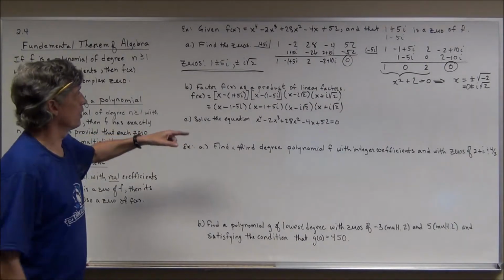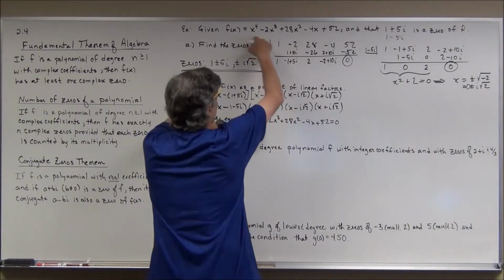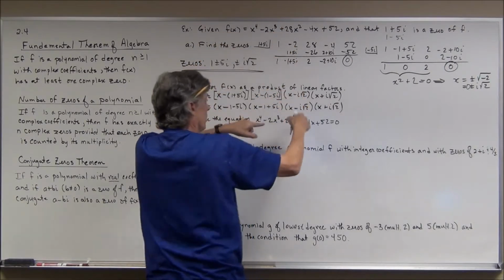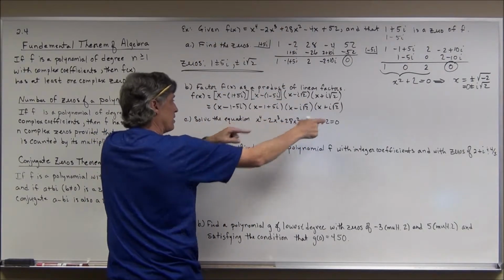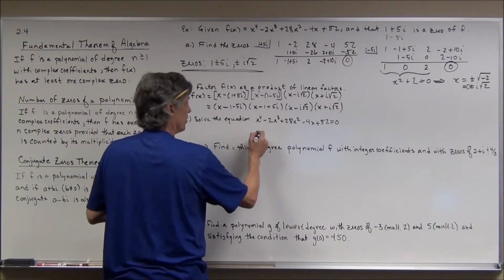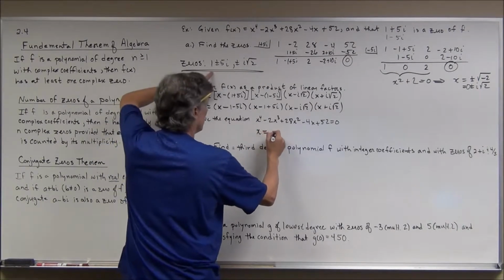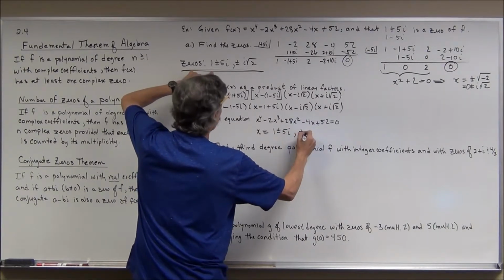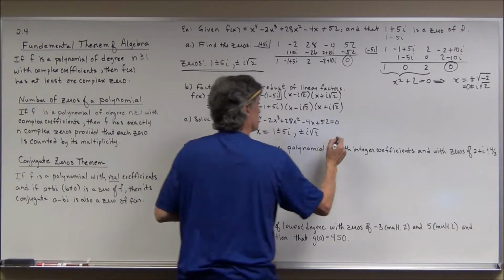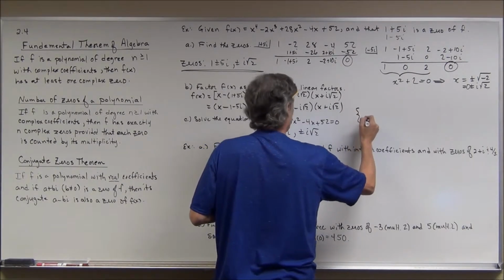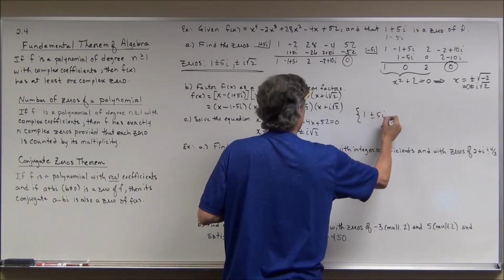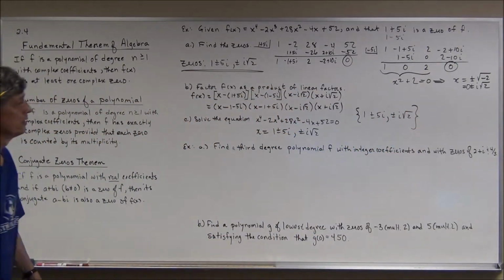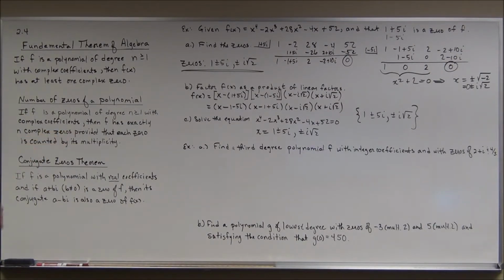Solve the equation. Well, this is the same equation here. This is the same polynomial set equal to 0. So the zeros of this polynomial are the solutions to this polynomial equation. So what are the solutions? x equals 1 plus or minus 5i, plus or minus i square root of 2. Or if you write it as a solution set, 1 plus or minus 5i, plus or minus i square root of 2 as my solution set. That's a good problem.